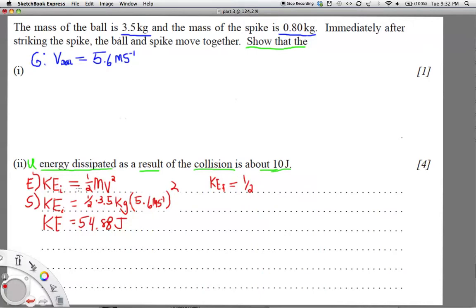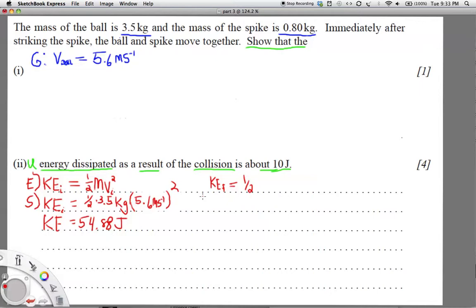All right, and I did this ahead of time just to save some time. Kinetic energy initial, KE_i, is equal to 1/2 m v_i squared. Therefore, kinetic energy initial is equal to 1/2 times 3.5 kilograms times 5.6 meters per second, squared, and I end up with 54.88 joules. I'll fix the significant figures later, but right now I'll just keep it as it is.